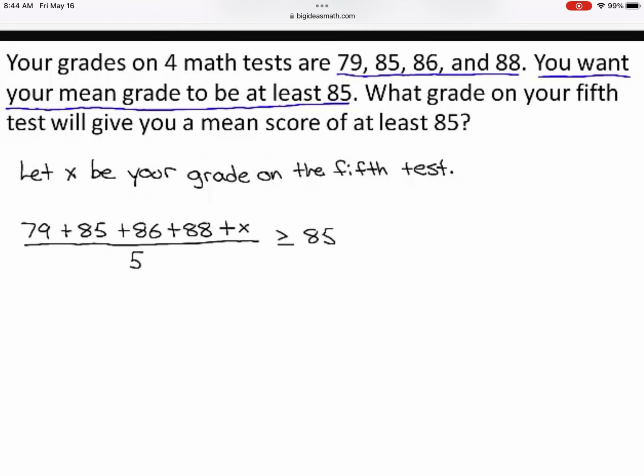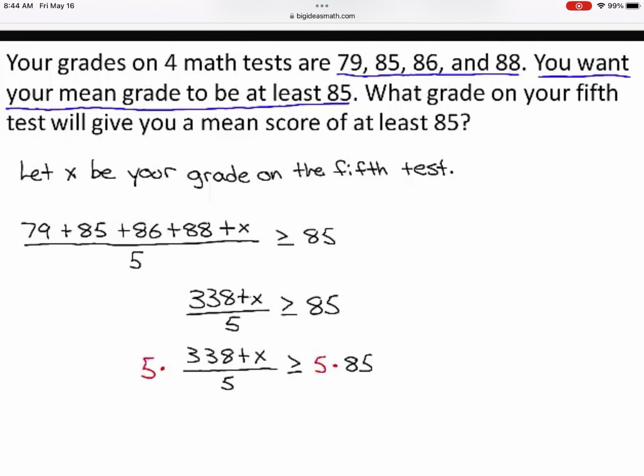The quantity 79 plus 85 plus 86 plus 88 plus x divided by 5 is greater than or equal to 85, which simplifies to the quantity 338 plus x divided by 5 is greater than or equal to 85. Use the multiplication property of inequality. Multiply each side of the inequality by 5. 5 times the quantity 338 plus x divided by 5 is greater than or equal to 5 times 85, which simplifies to 338 plus x is greater than or equal to 425.